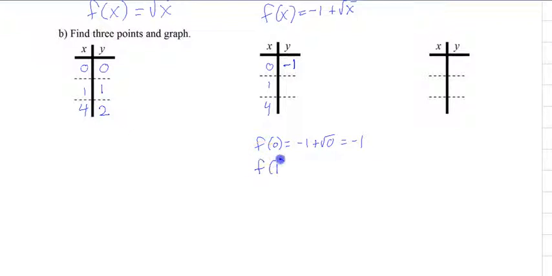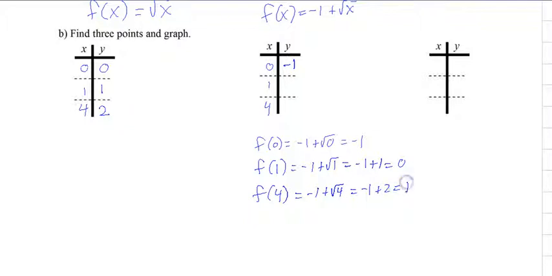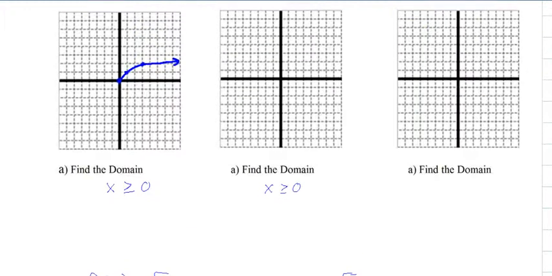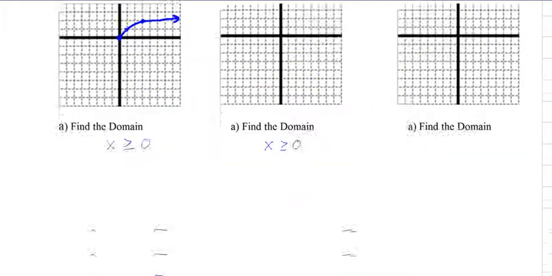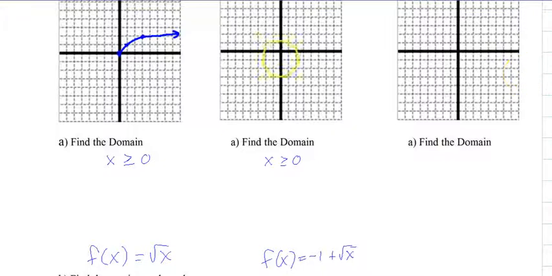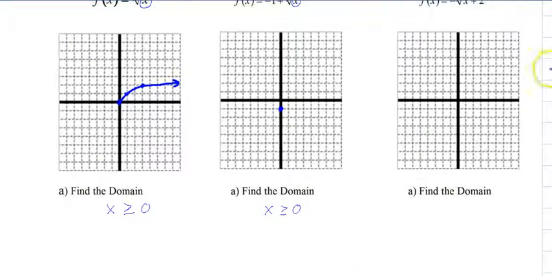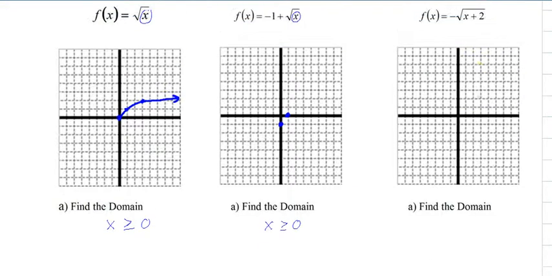And then f of 1, and then we also need f of 4. Negative 1 plus the square root of 1, that's 0. And f of 4 gives us 1. So we get negative 1, 0, 1. Now it should still have exactly the same shape. The first point is 0, negative 1, then 1, 0, and 4, 1. See? Exactly the same shape, it's just been moved around. So when you graph these, make sure you have that same kind of swoop.